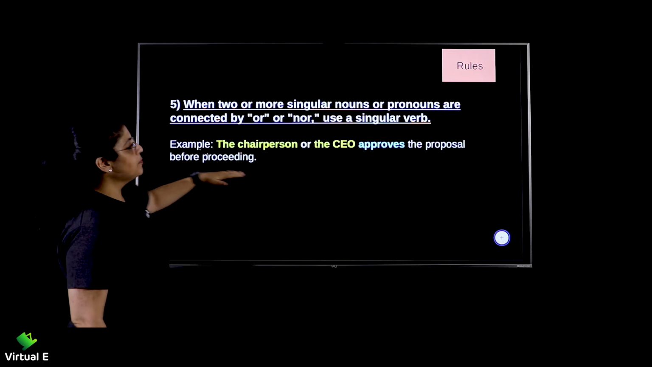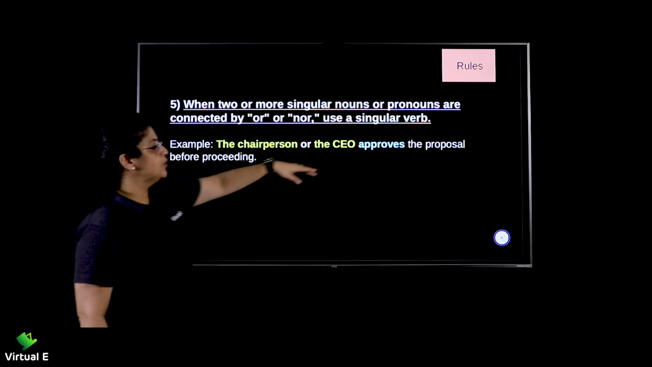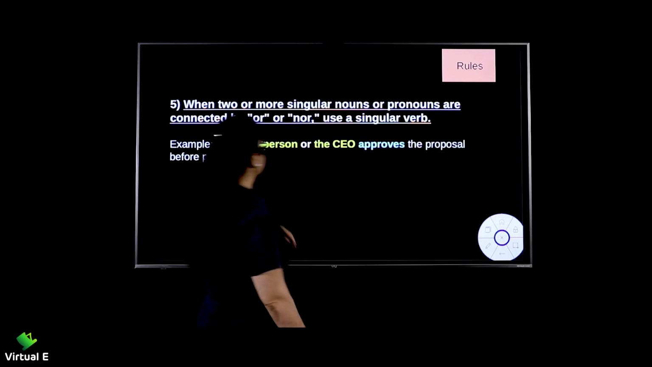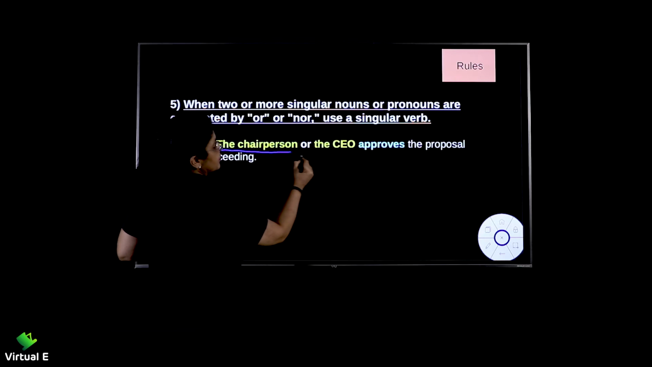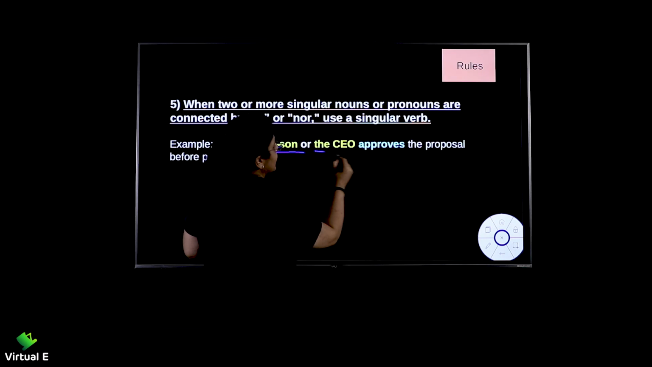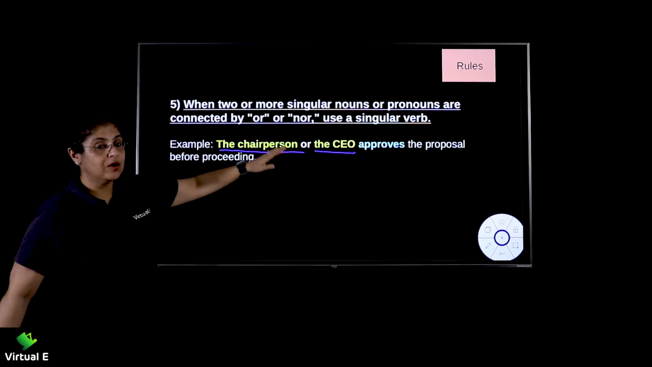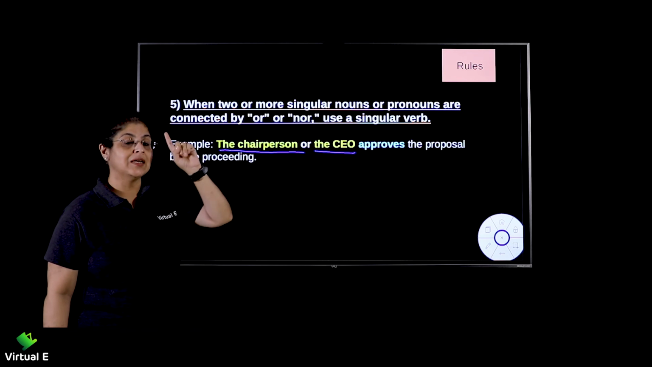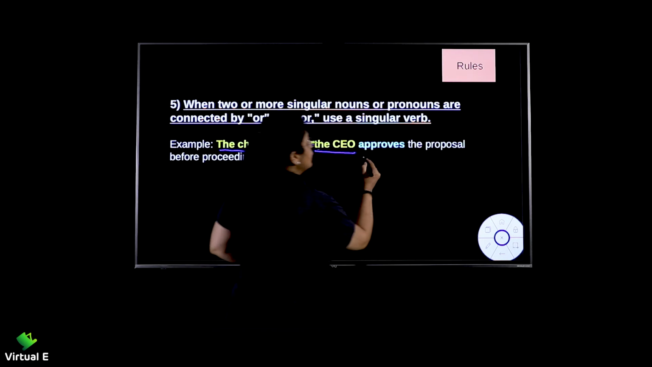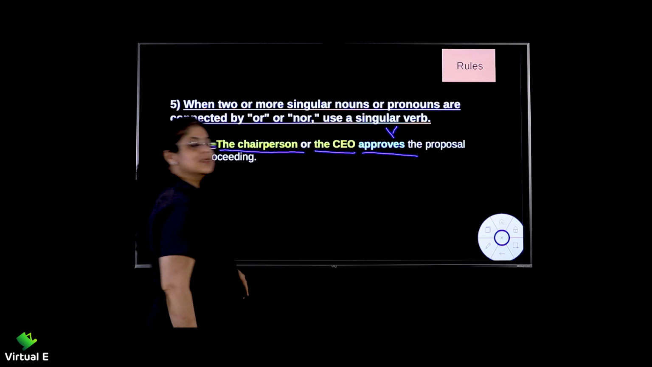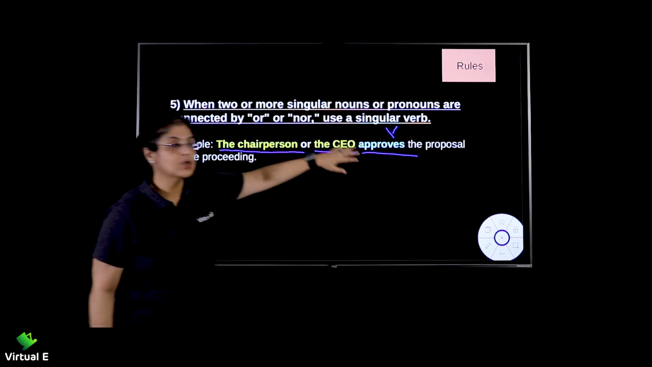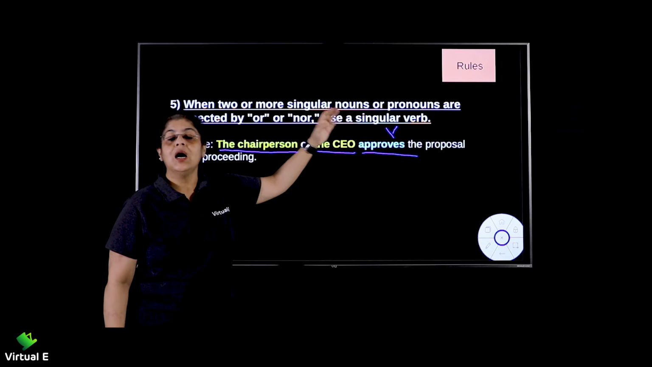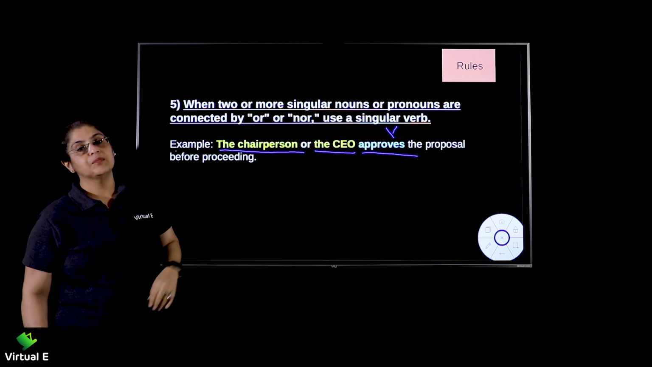So here you go. The chairperson or the CEO approves the proposal before proceeding. Now let's look at the chairperson, that's part of your subject, and the CEO. Now it is any one of these. So because we are going to select any one subject, our verb will also be singular. Any one, so this also takes a singular verb. The chairperson or the CEO approves the proposal before proceeding, right?